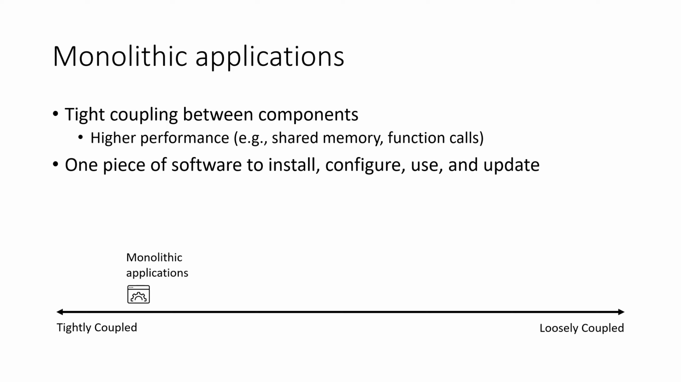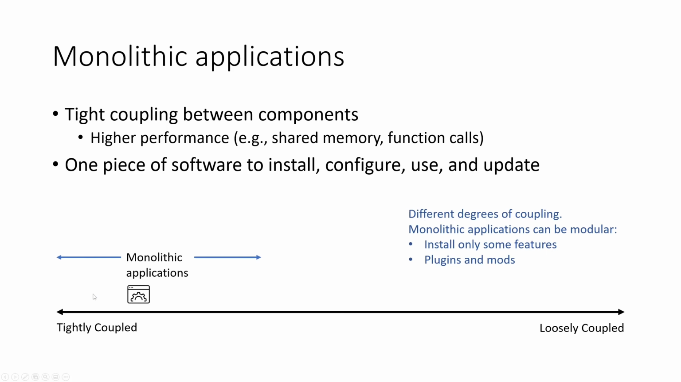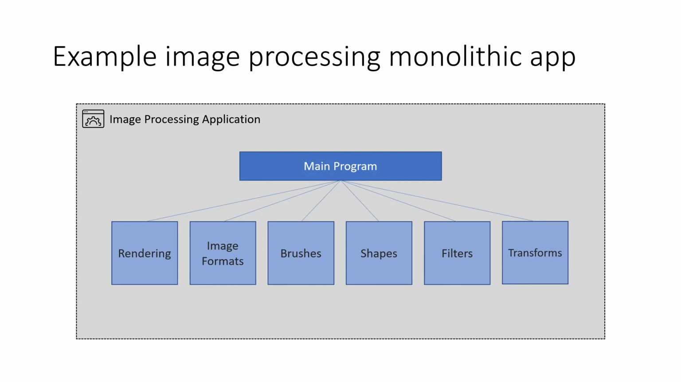Now, there's a spectrum of coupling in applications. An application can be tightly coupled or loosely coupled, and monolithic applications tend to be on the left side of this axis. But it's not binary, so an application, even if it's monolithic, can have different degrees of coupling. An application might be monolithic but have more modules than another one. Examples of this are applications that let you install only some features, or applications that support plugins. Just by looking at the installation procedure, we can see that they have some modularity built in, even if they're monolithic.